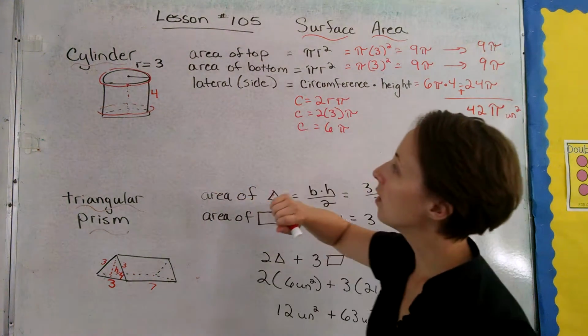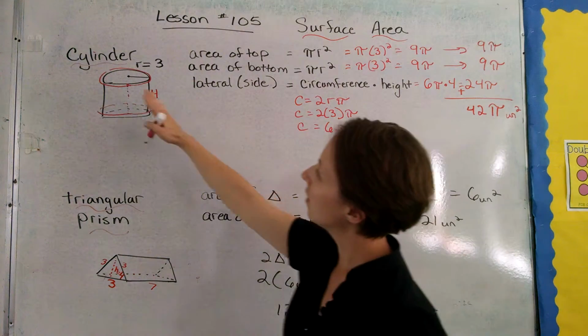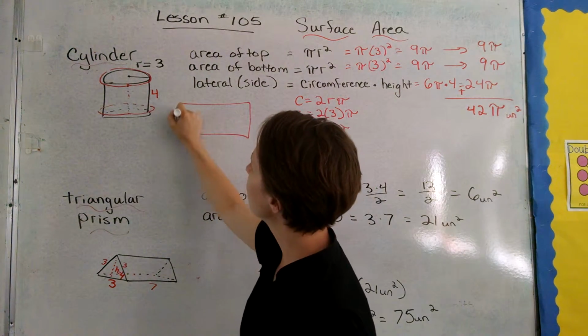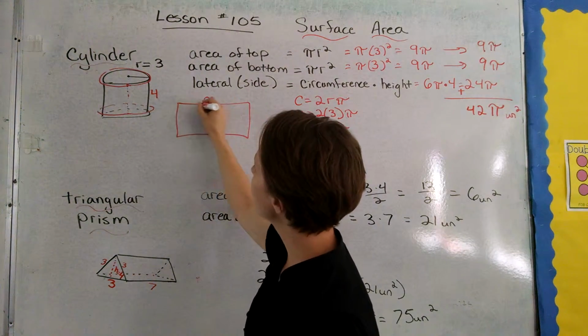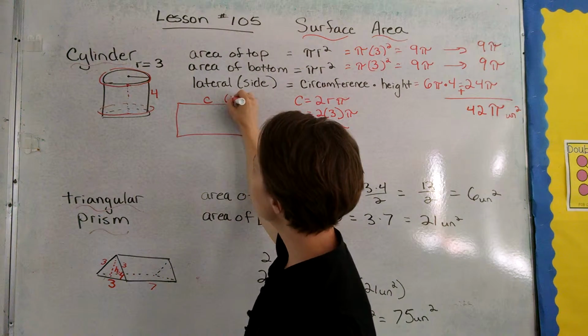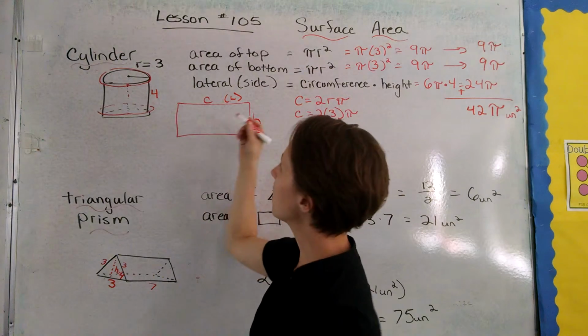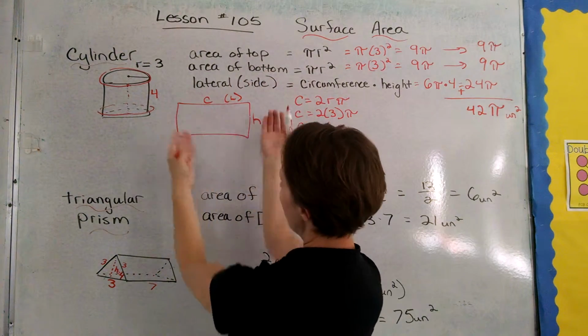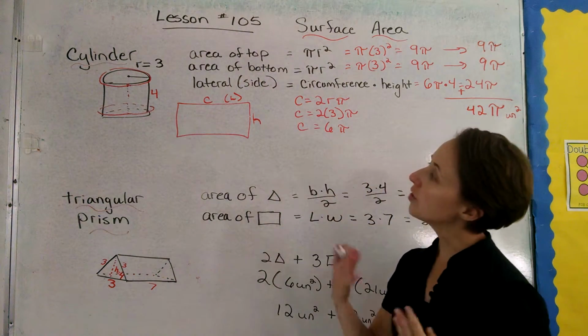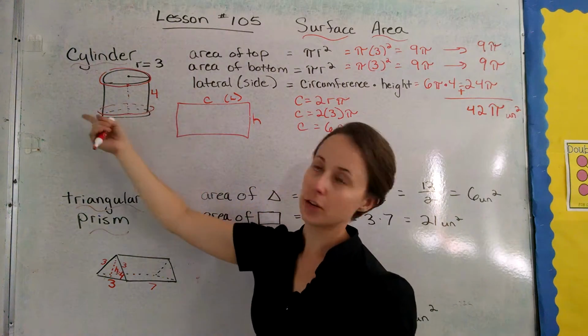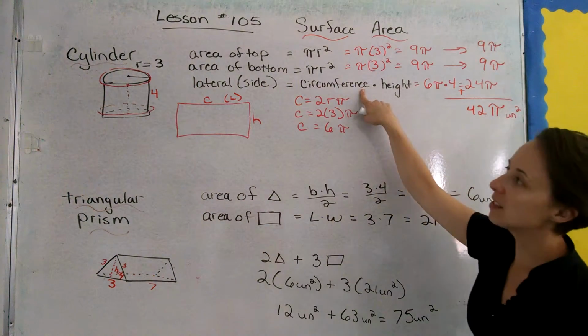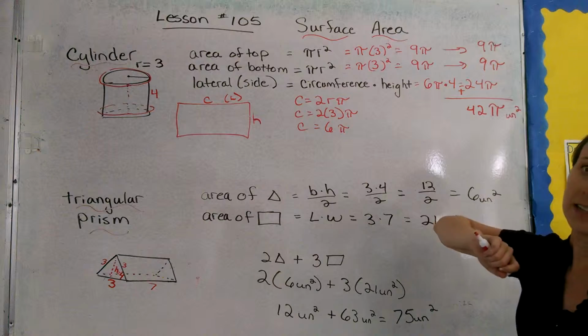Here our height is 4, because the height would be like the width. If I cut off this rectangle, here would be my circumference. It's the same as our length. And here would be the height of our can, which they've given us as 4. We're just thinking about wrapping it together and unwrapping it. So the area around the cylinder is the circumference times the height.